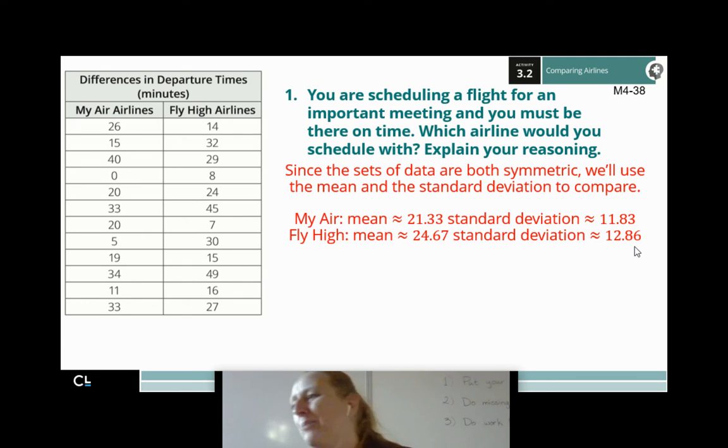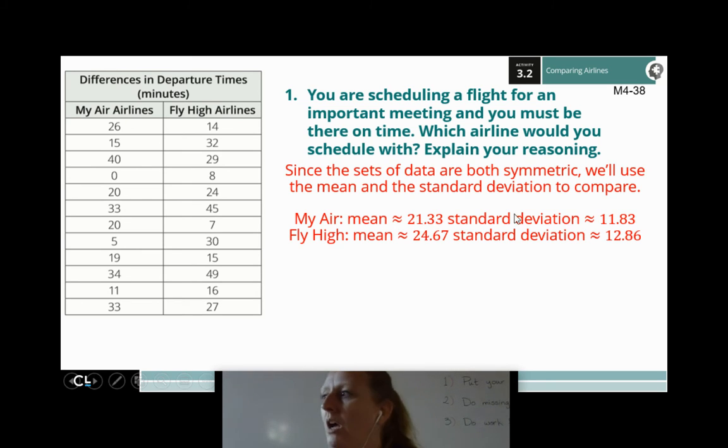You know, I'm looking at this and I can see that My Air Airlines not only had a lower mean, which means the center is closer to the actual departure time, the standard deviation was also lower. It was also more consistent.